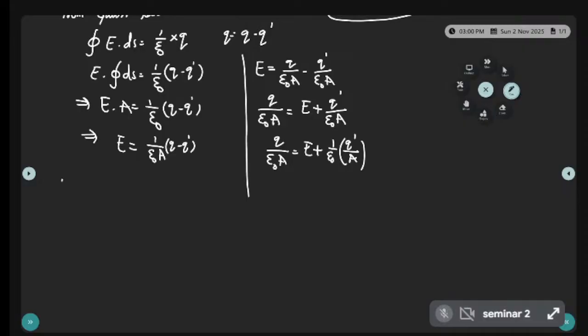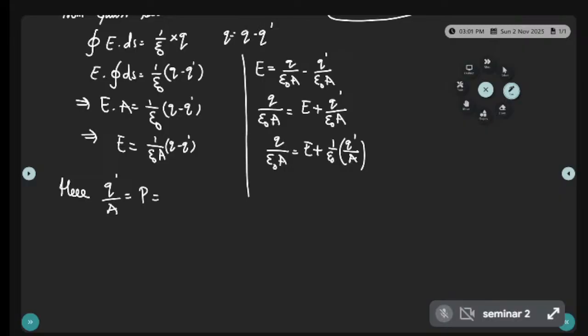Now let here Q prime by A be what? Q prime by A is equal to P, right? I am writing Q prime by A as P. What is P? Polarization. What is the polarization vector? Dipole moment per unit volume. Dipole moment per unit volume we call the polarization vector P.